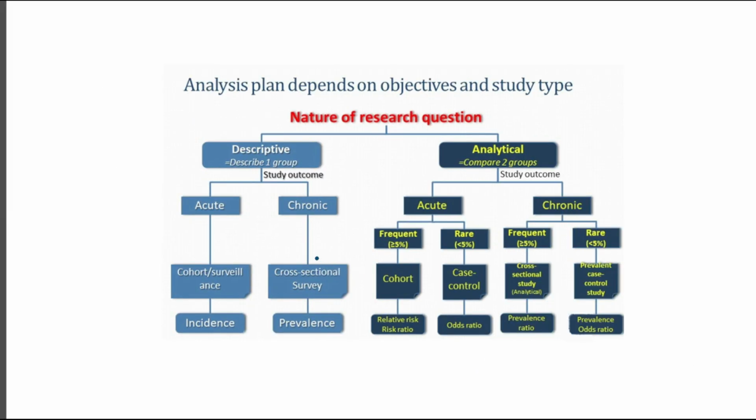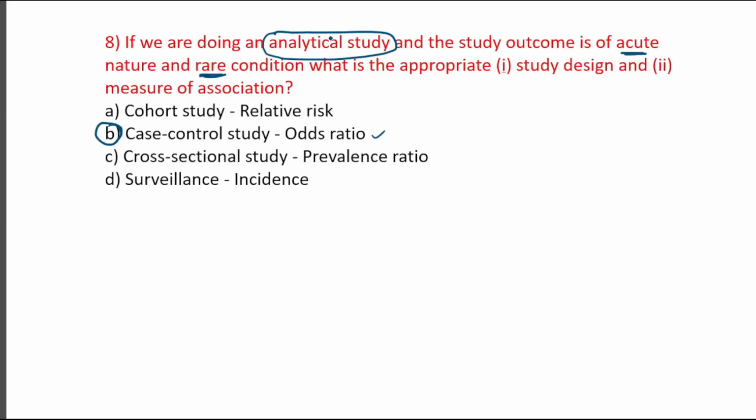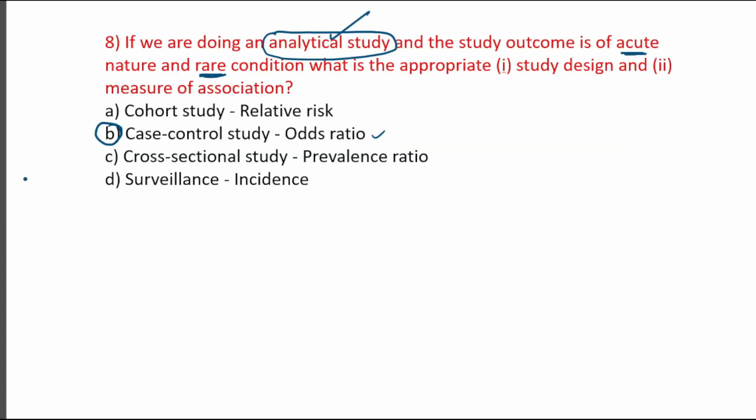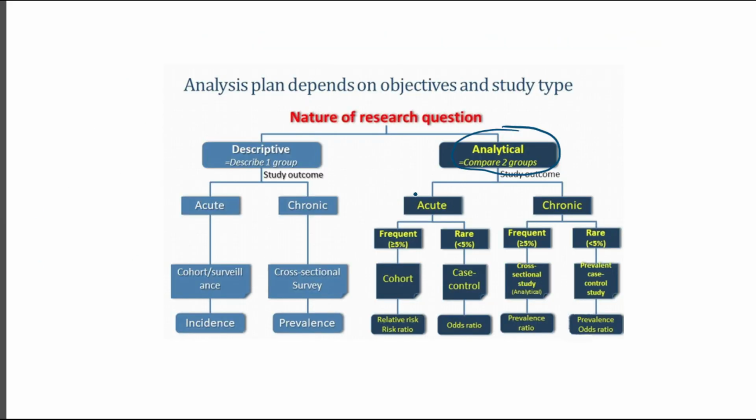See in this chart, in the question itself they have asked that if we are doing an analytical study. So let us go into the analytical study. So this is the analytical study. Then they have mentioned the study outcome is of acute and rare condition. Now the study outcome became acute and then rare condition, which is less than 5%. So what is this? This is nothing but a case control study.